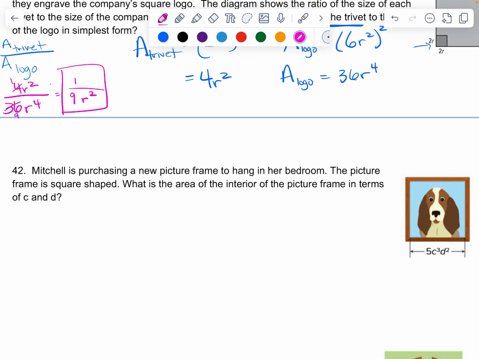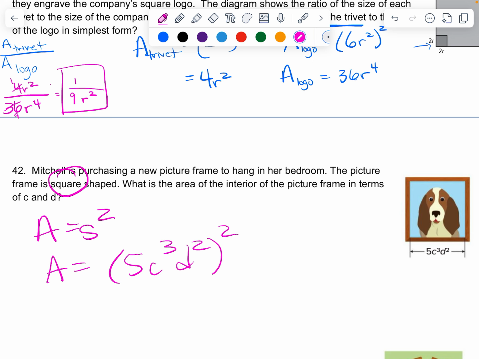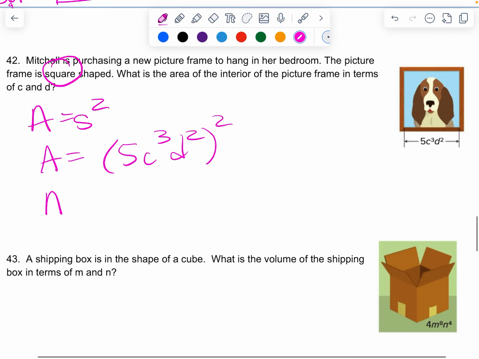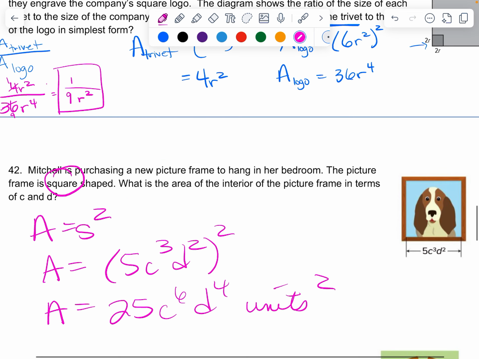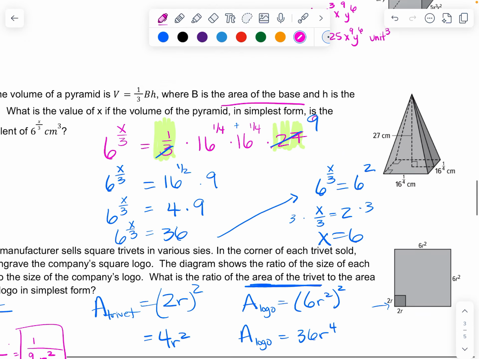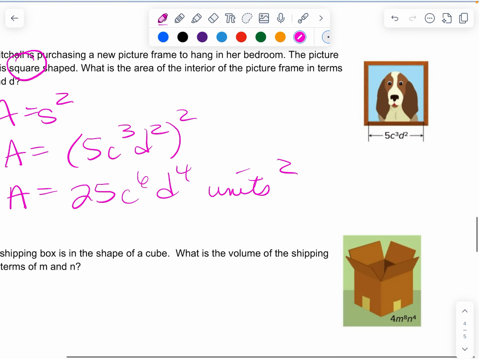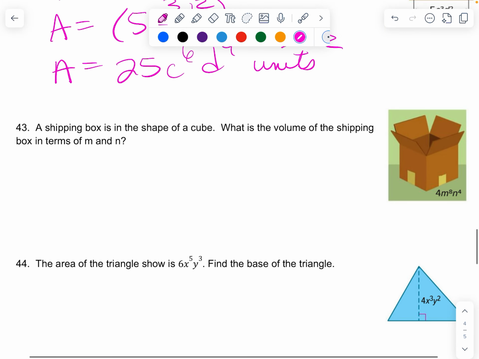Okay, it's a square. So the area of a square is side squared. So I take 5c to the 3rd d squared and I square it. I get 25c to the 6th d to the 4th units squared. Did I put squared up here instead of cubed? Nope, I put cubed. This one: a shipping box is in the shape of a cube.